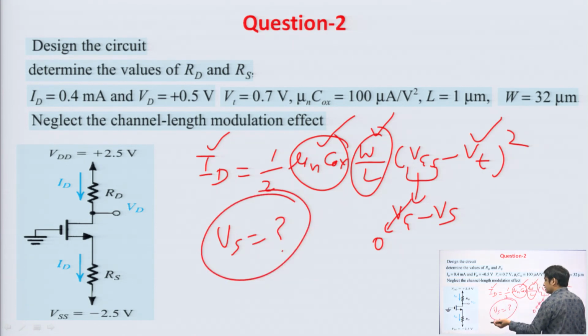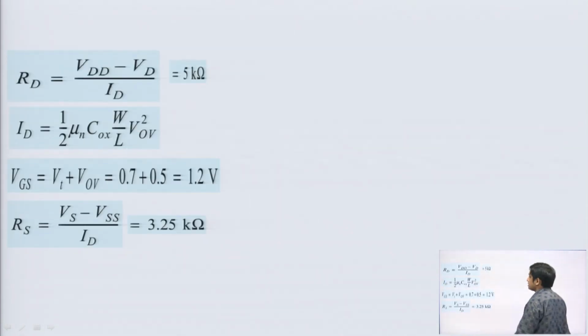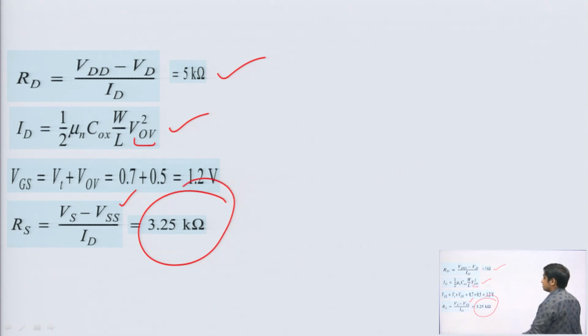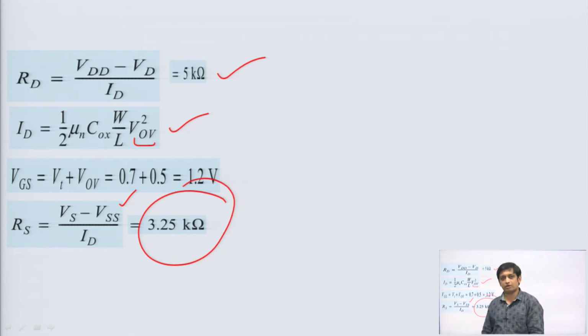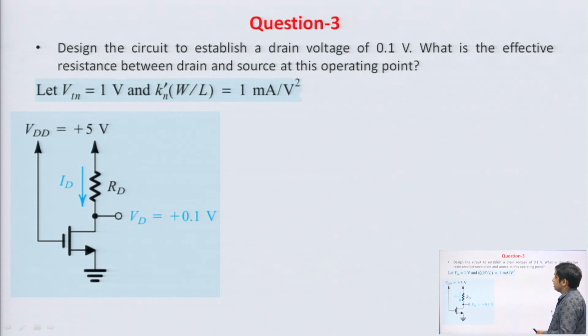If we have found the value of VS, then just put it here and you can calculate the value of RS, fine. So, the answer is RD, we are getting 5 kilo ohm. Now, just use this equation of drain current in saturation region, VOV is the overdrive voltage, that is VGS minus VT, fine. After calculating VS, just put it in this equation, and the value of RS is 3.25 kilo ohm, fine. So, the problem is solved. We have calculated the value of the unknown resistances, that is RD and RS, for the particular specifications given in the circuit. Now, the next question is design the circuit to establish a drain voltage of 0.1 volt.